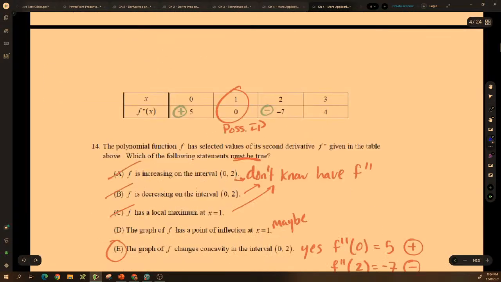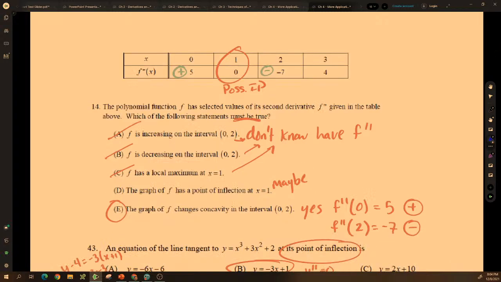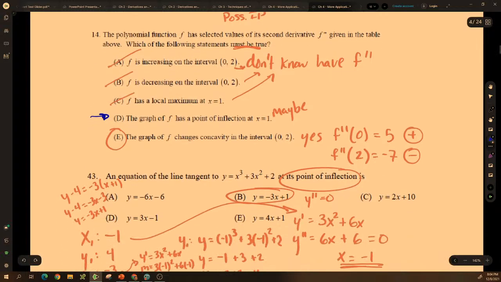Okay, this one we talked about in class, so I don't really feel like I need to go over it too much. I think we talked about this one pretty in-depth in class. Basically, D looks very close, but it was a possible inflection point. So to keep the video short, I'm going to move on. But if you have a question on 14, go ahead and put it in the chat, and we'll go through that.